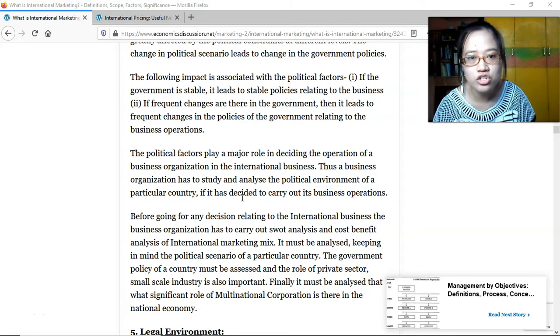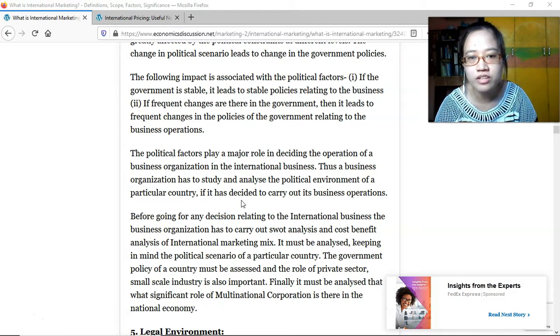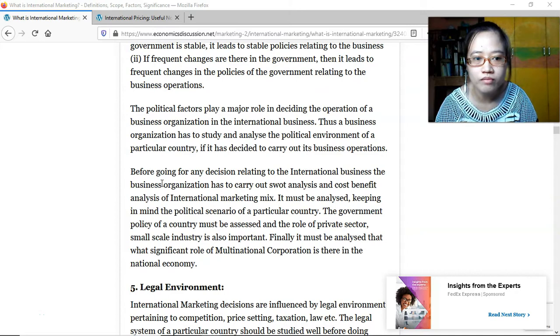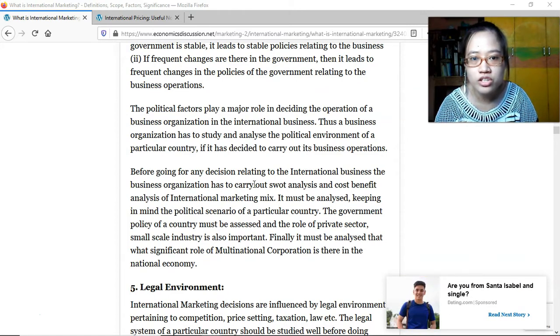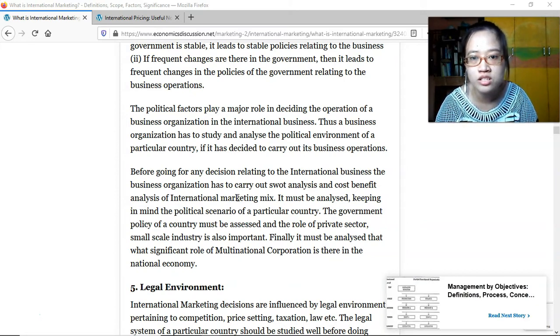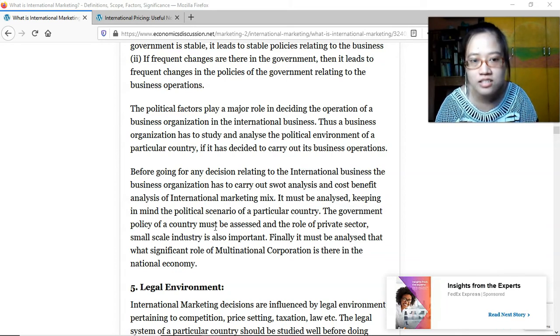Thus, a business organization has to study and analyze the political environment of a particular country if it has decided to carry out its business operations there. Before going for any decision relating to international business, the business organization has to carry out SWOT analysis, strengths, weaknesses, opportunities, and threats, and cost-benefit analysis. Are the benefits going to outweigh the cost of the international marketing mix? It must be analyzed keeping in mind the political scenario of a particular country.